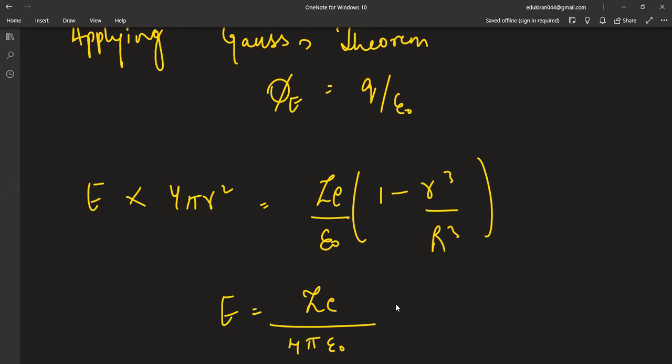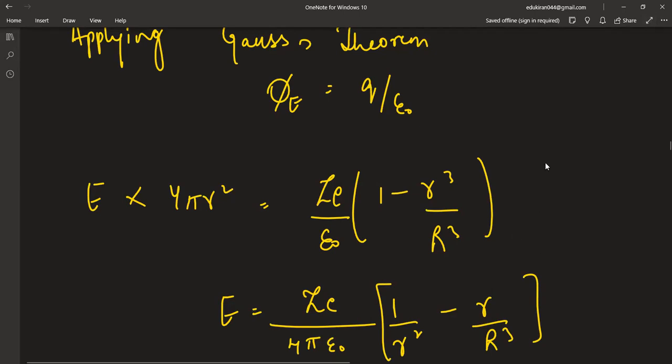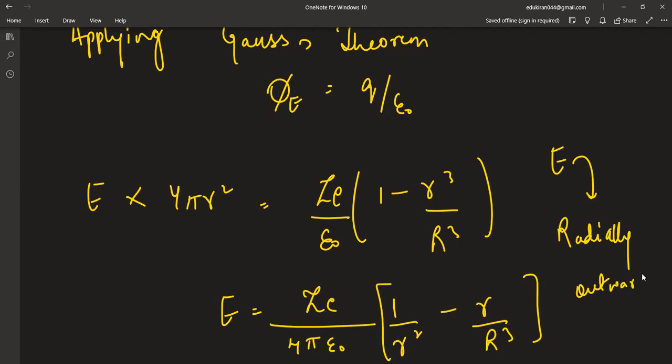Let's multiply r square inside. So this will become 1 by r square minus r by r cube. Why r cube? Because r square has been cut. So this is only left. And one more thing, you have to remember that the direction of E is radially outwards, which you already know, which you already mentioned, but mentioning is important.